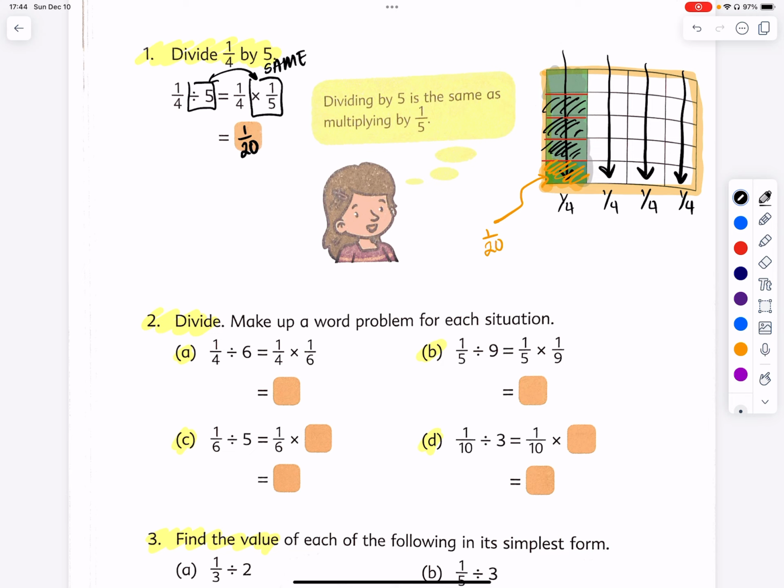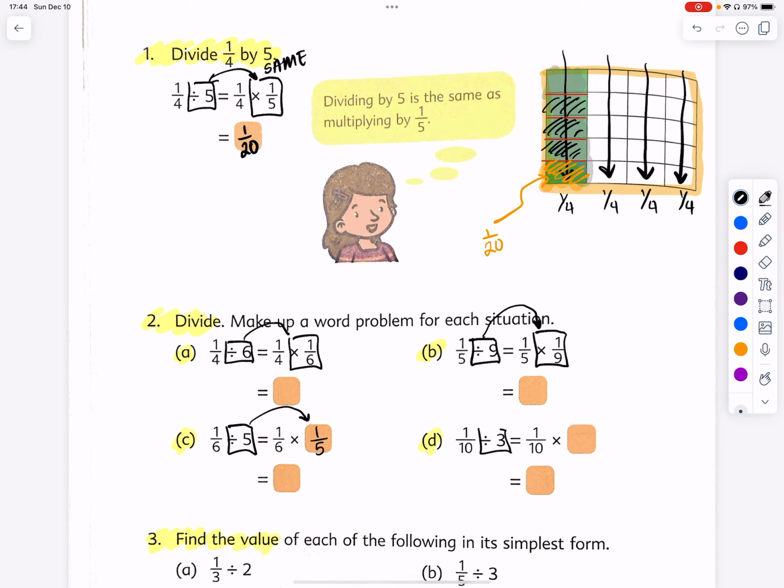Now, we're not going to make a word problem. Let's just try to divide. To divide by 6 is the same as to find 1/6. To divide into 9 equal parts means to find 1/9 of that quantity. To divide into 5 equal parts means to find 1/5, right? It's the same.